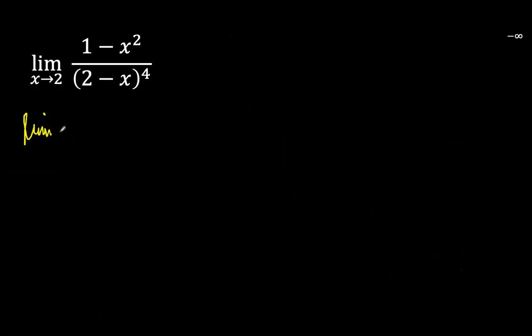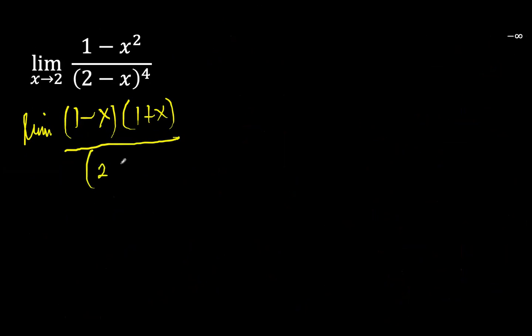the one-sided limits, right? So let's factor out: 1 minus x times 1 plus x over the fourth power of 2 minus x as x approaches 2 from the left. Okay. And the other side is from the right. Later, I'm going to write it down. So let's answer this one first.